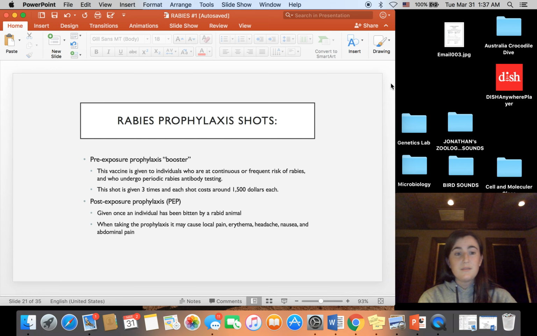$1,500. And the post-exposure prophylaxis, which is also called PEP, is given once an individual has been bitten. So this is given during that incubation time. When taking the prophylaxis, it may cause local pain, arrhythmia, headache, nausea, and abdominal pain.